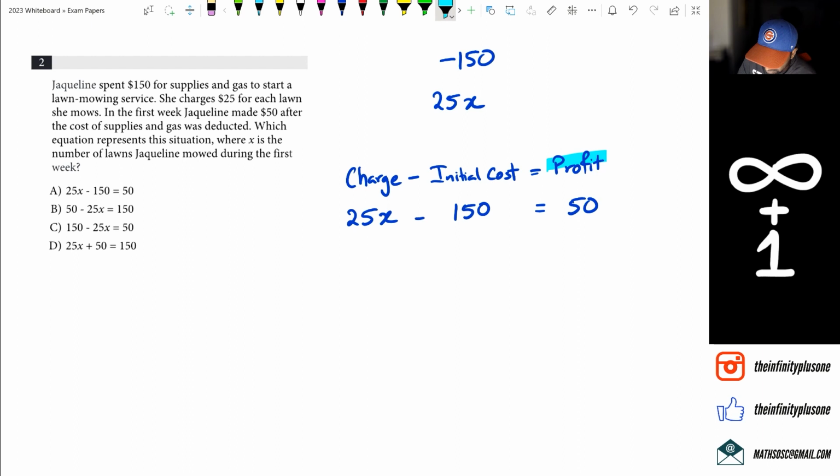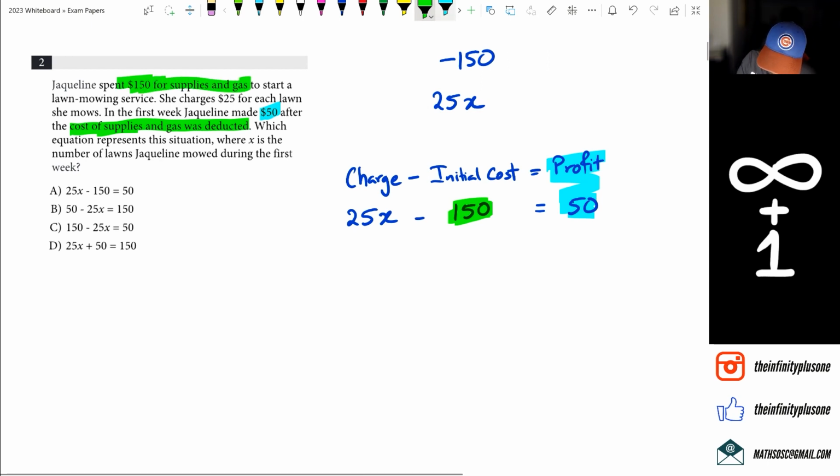If I break this down, this is where that 50 is coming from, because she actually made 50 after the initial cost. The initial cost of 150 was subtracted, but also the charge is 25 for each lawn she does. It's always tricky with these word questions, but I always say play around with numbers first, put some numbers in and see how you go. So I'd go with the option 25x minus 150 equals 50.